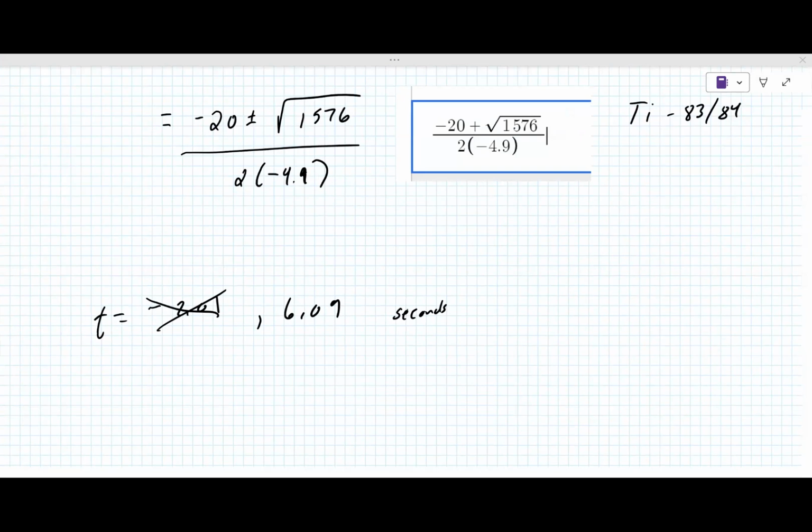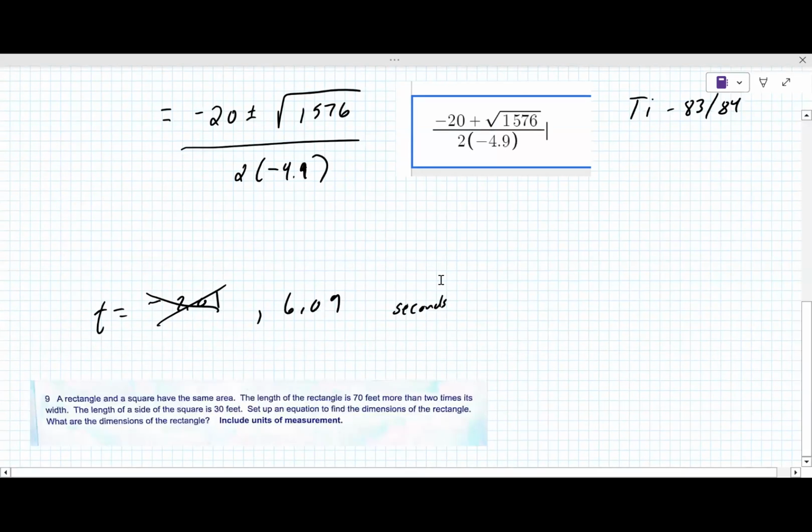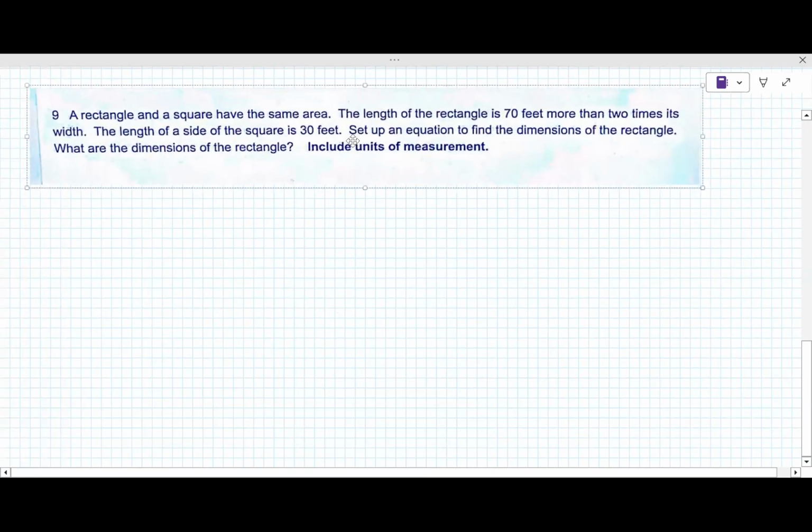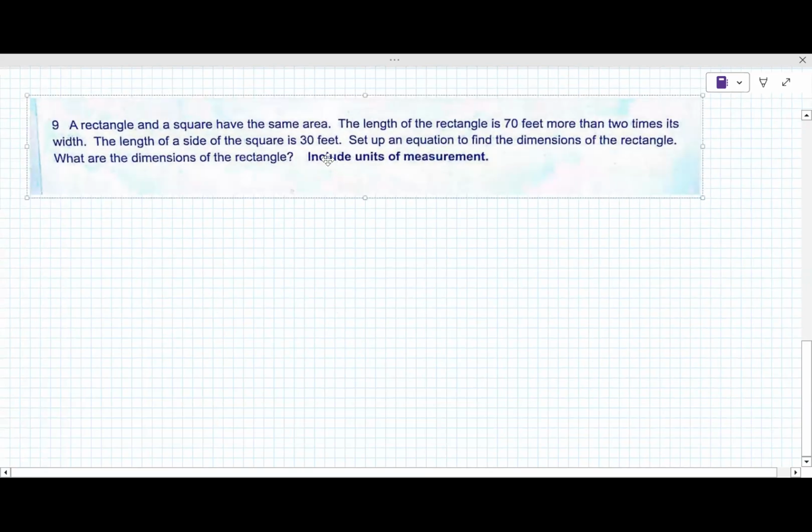Is that okay? Clear? Yeah, that makes more sense. All right, so let's go to number 9 here and take a look at number 9. Now I'm going to help you set these up. I really just want your help on the calculations for sure.